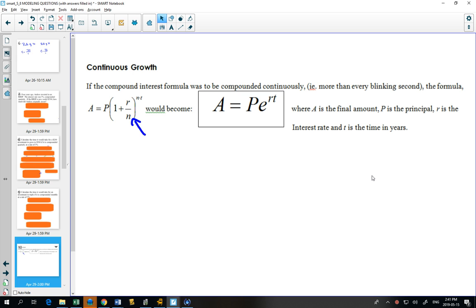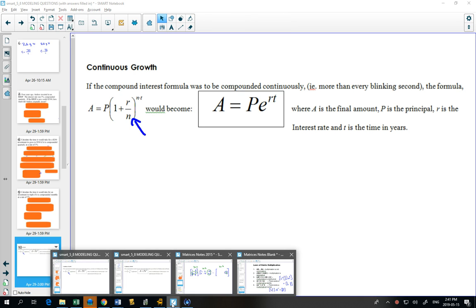And what happens is the formula changes from (1 + r/n)^(nt) to A = Pe^(rt). So the number e, that 2.7 number, shows up in continuous growth. So we're going to do some questions with this.